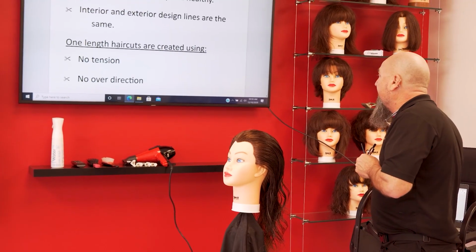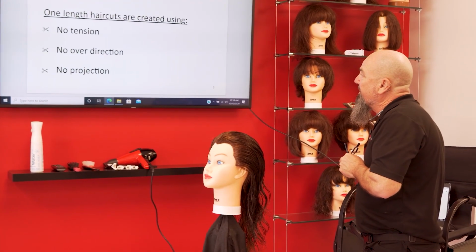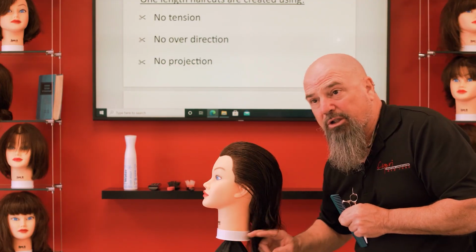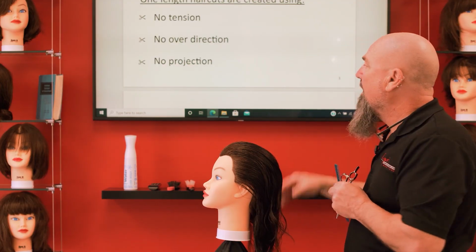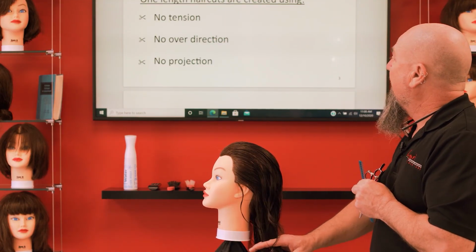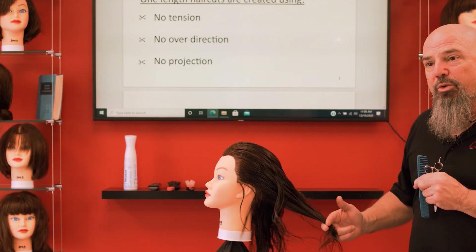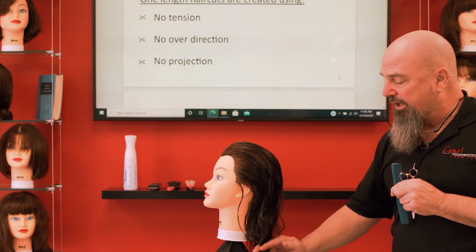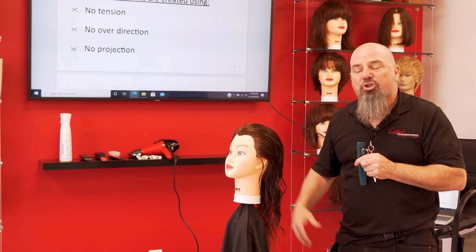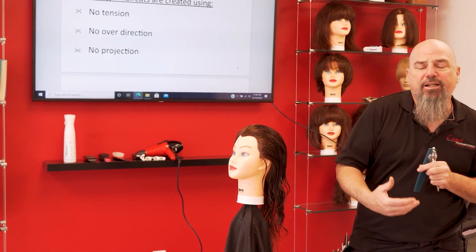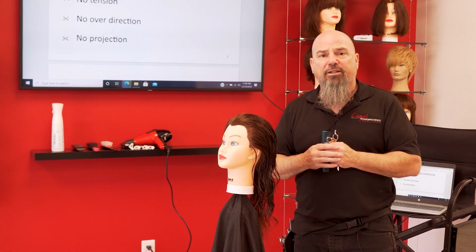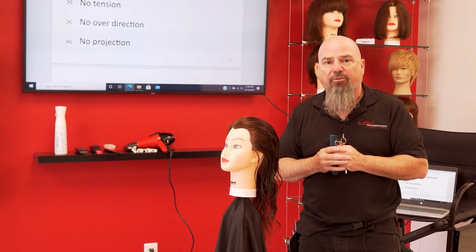How do we create a One Length haircut? Well, it's very simple. We're not going to pull on the hair, so no tension. We're not going to over direct or shift the hair, and we're not going to project, which means lifting the hair away. We're going to keep it as close to that person's body as we possibly can. So that's what you should know about One Length hair cutting. It is an introduction to hair cutting.